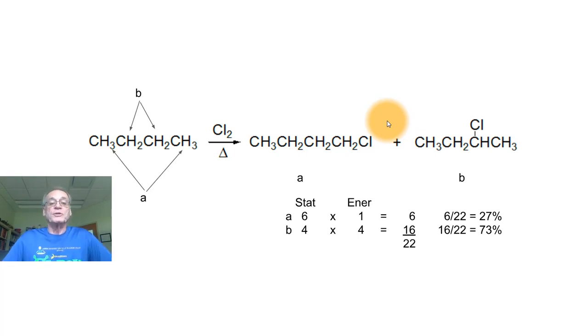Let's look at the butane case. Again, we had 2 kinds of hydrogens, primary and secondary, 6 of this kind, 4 of this kind, so the statistical factor is 6-to-4 in favor of A, because there are more primary hydrogens than secondary hydrogens. But because this is chlorine, not bromine, the energy factor is 4-to-1, secondary favored over primary. So not a big difference here.